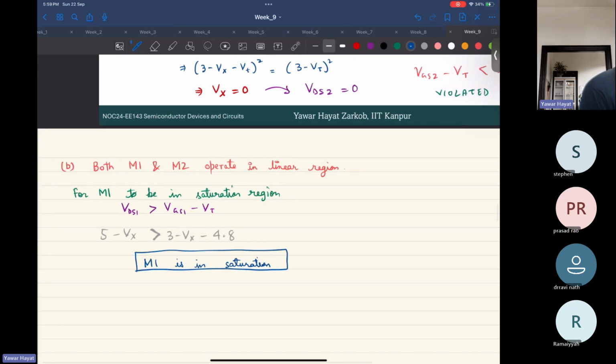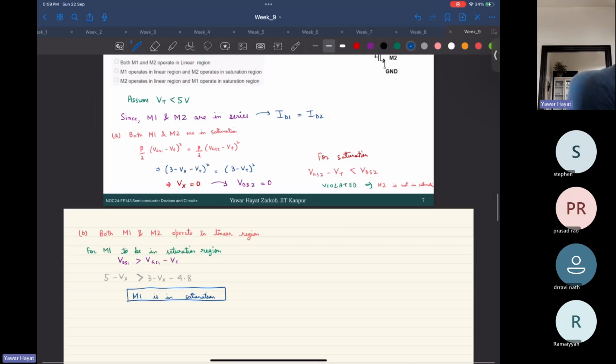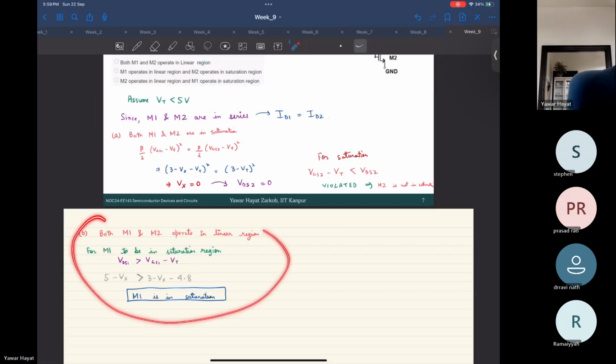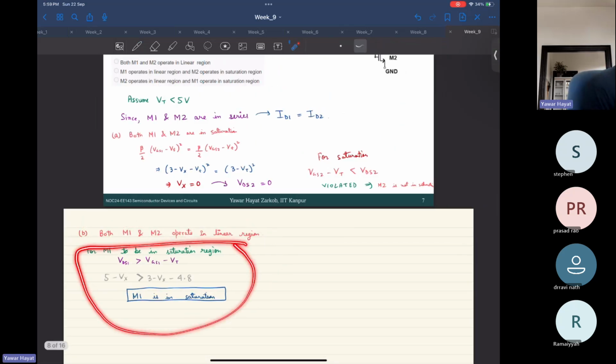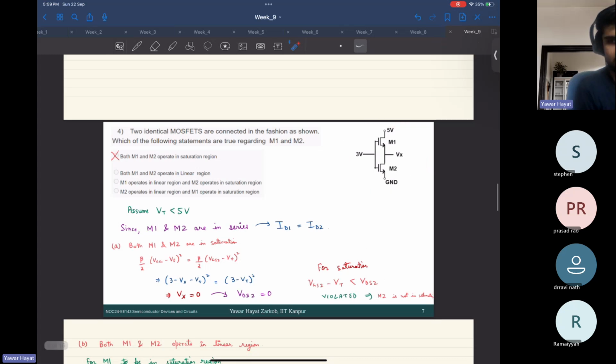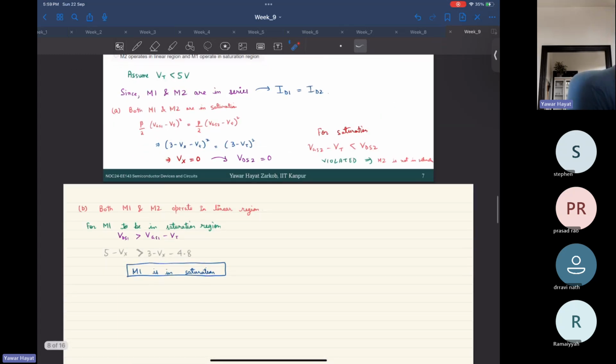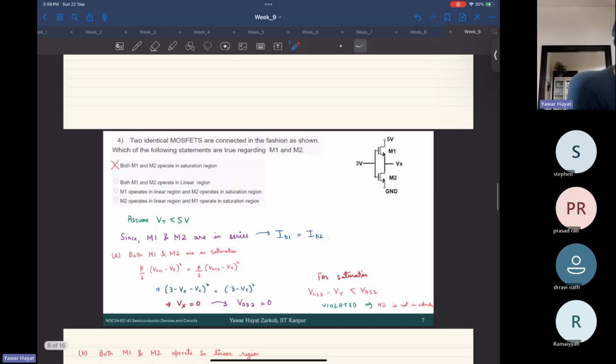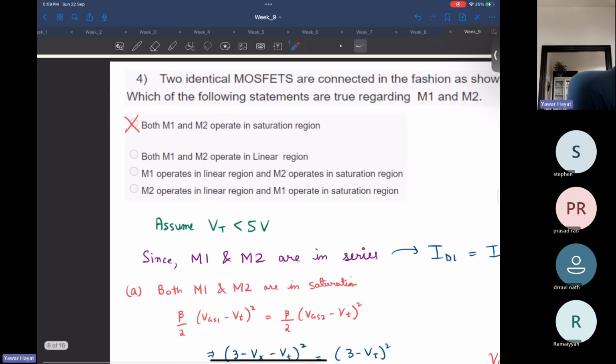Right, M1 is in saturation. For this one, I'm confirmed. I did not even use a linearity condition and then concluded on the nature of the operating region. This part directly follows from the given bias conditions, right? So this one is sure shot. M1 has to be in saturation, so this cannot be, this cannot be. So we are only left with this one, right?